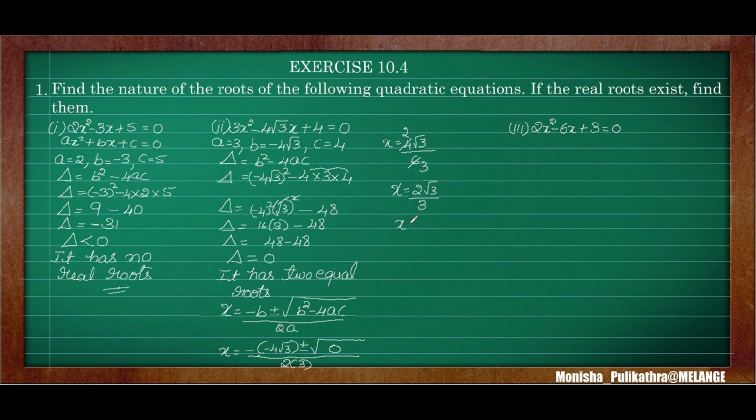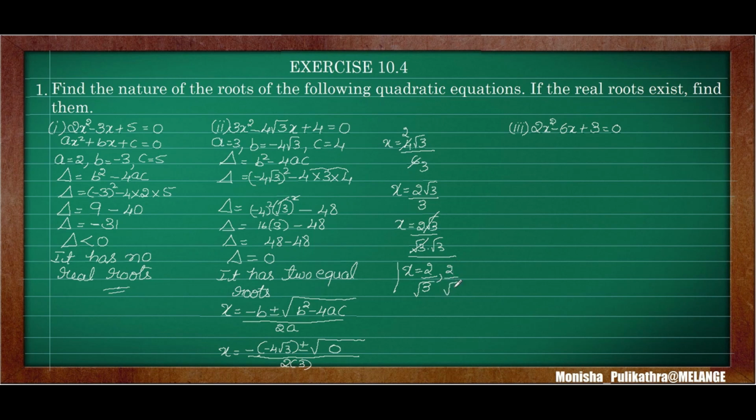Here what we can do is, 3 is also equal to root 3 into root 3, because root 3 into root 3 is root 3 whole square, square and root get cancelled, then the 3 will come. So instead of 3 I am writing root 3 into root 3. Here root 3 gets cancelled. So the value for x is 2 root 3. Okay, so 2 root 3.